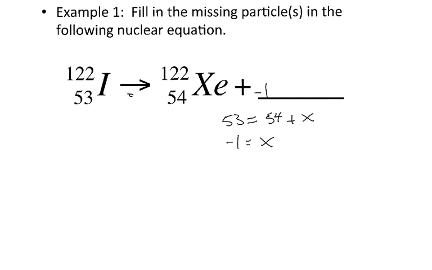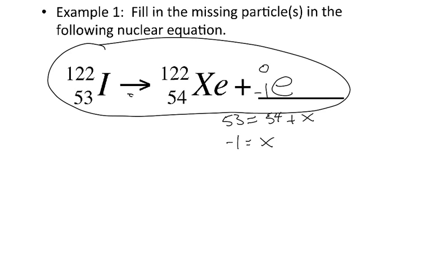And then I can do the same thing for the mass numbers, but we can see these are going to be easy, right? Because it's 122 for the iodine, it's 122 for the xenon, so the only way the reactants can be equal to the products is if this is a 0. All right, and so this is where knowing your subatomic particles becomes really important. We need to know what has an atomic number of -1 and a mass number of 0, and that, of course, is the electron. And so now we have the complete and balanced nuclear equation.